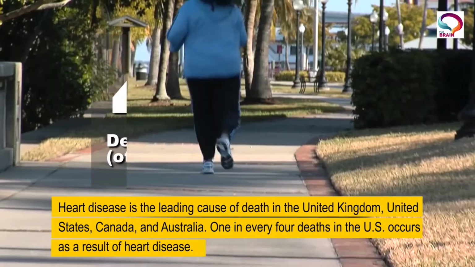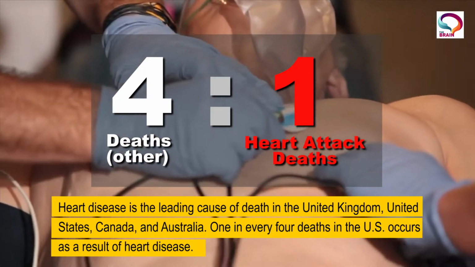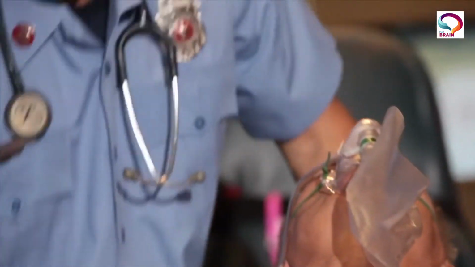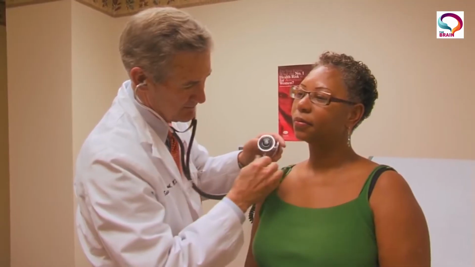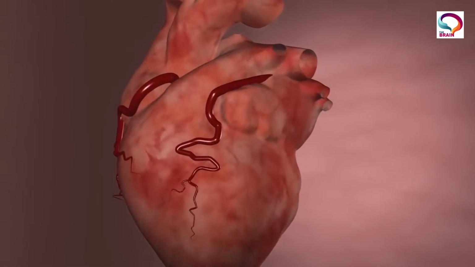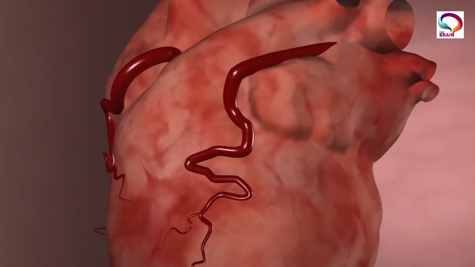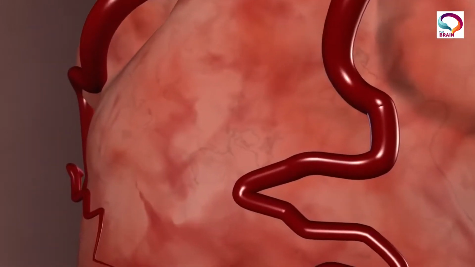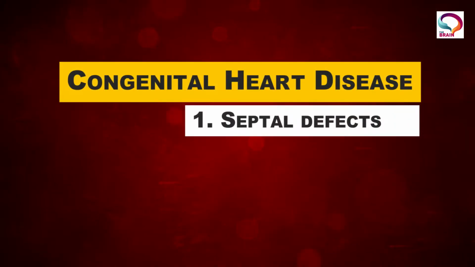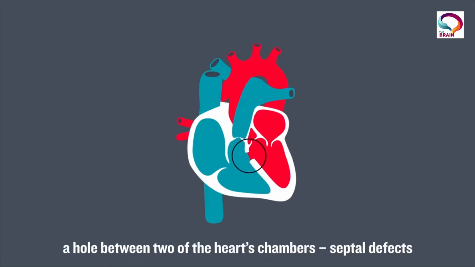1 in every 4 deaths in the US occurs as a result of heart disease. There are many types of heart disease that affect different parts of the organ and occur in different ways. Congenital heart disease. This is a general term for some deformities of the heart that have been present since birth. Examples include septal defects. There is a hole between the 2 chambers of the heart.